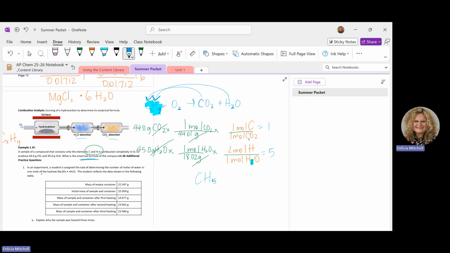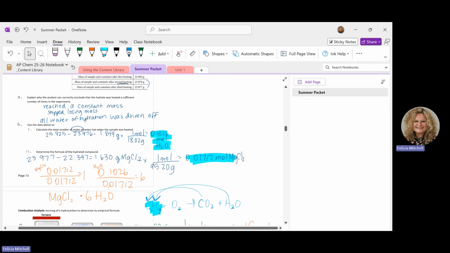Maybe they will. But if you're given a combustion analysis and you're given information about the CO2 and the H2O, you're trying to take your grams of the compounds, get to the elements themselves, and then let those numbers be your ratio or your subscripts that would go after your C and your H.